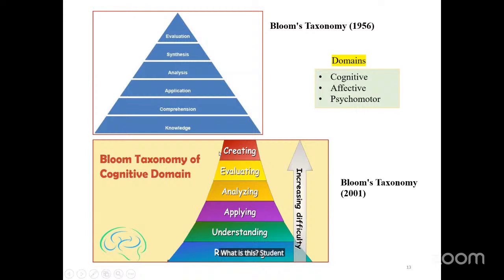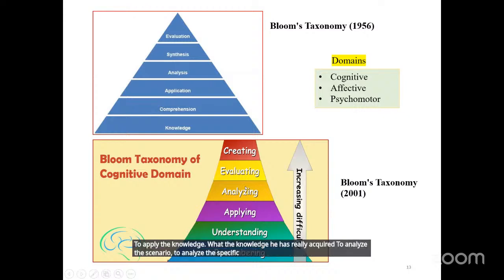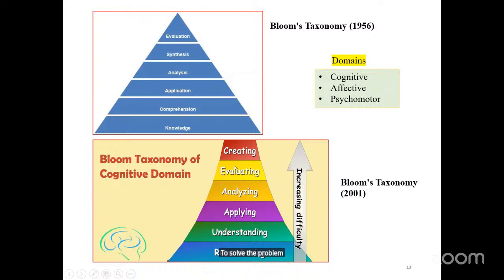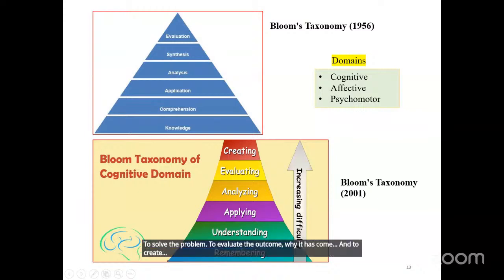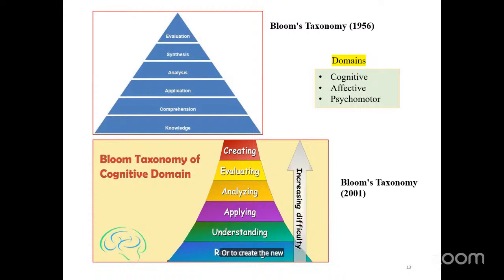A student can be assessed based on his ability to remember the concepts, to understand the concepts, to apply the knowledge he has really acquired, to analyze the scenario or the specific problem, to solve the problem, to evaluate the outcome, why it has come, and to create new schemes, new platforms, new subjects, or new tasks. So this is the modified Bloom's taxonomy.